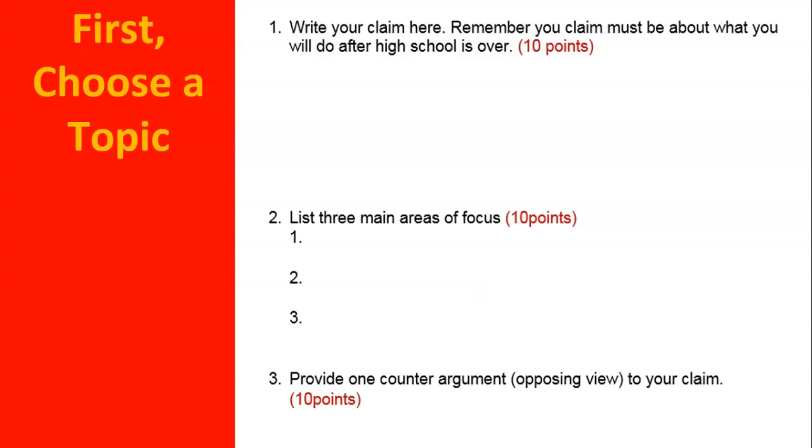So first thing, remember, you want to choose a topic and write your claim. This topic is a sample. This is not what you're actually writing about. But for this topic example, the claim would be about what you will do after high school is over. So you would write your claim: After high school, I will go to a 4-year college because, and then you list your 3 main reasons. Then you would also want to come up with a counter argument or an opposing view to your claim. That's the basic way to get started.